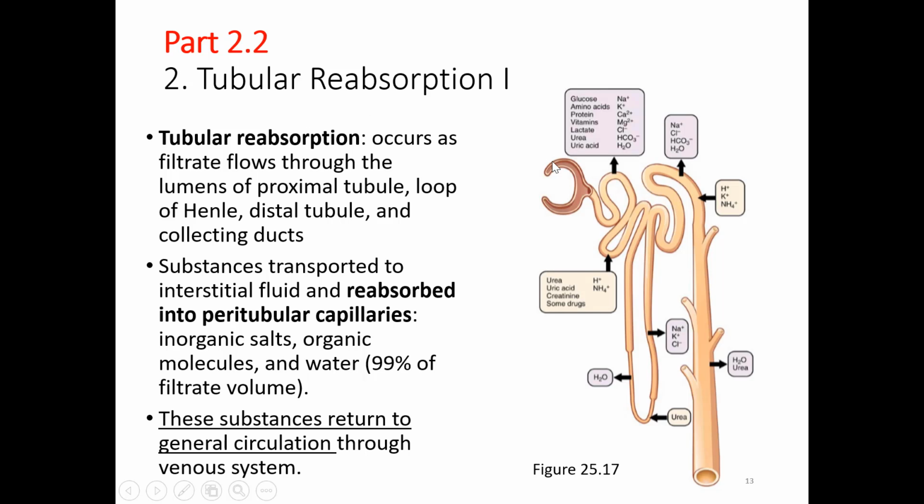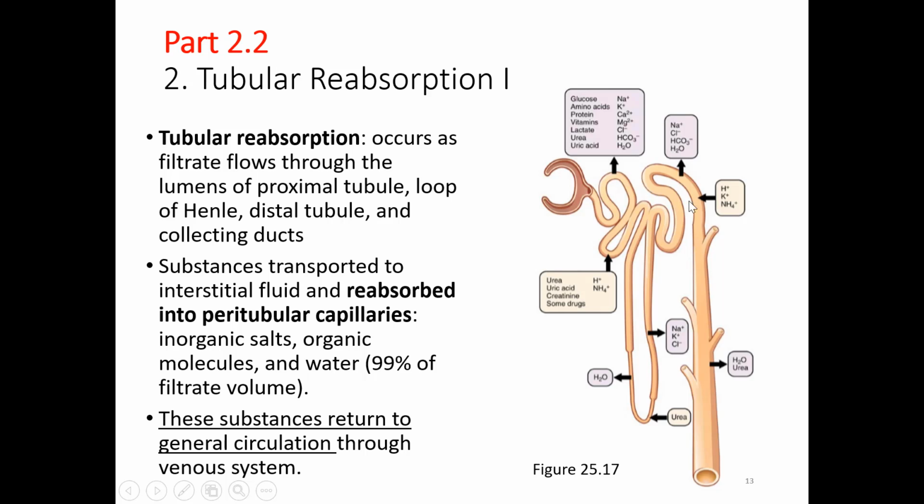Tubular reabsorption. Now we will be talking about what happens right here in the tubules of the nephron. Tubular reabsorption happens as filtrate produced right here flows through the lumen of the tubules, proximal, loop of Henle, and distal convoluted tubules and collecting ducts. Substances are transported to interstitial fluid and reabsorbed into peritubular capillaries.